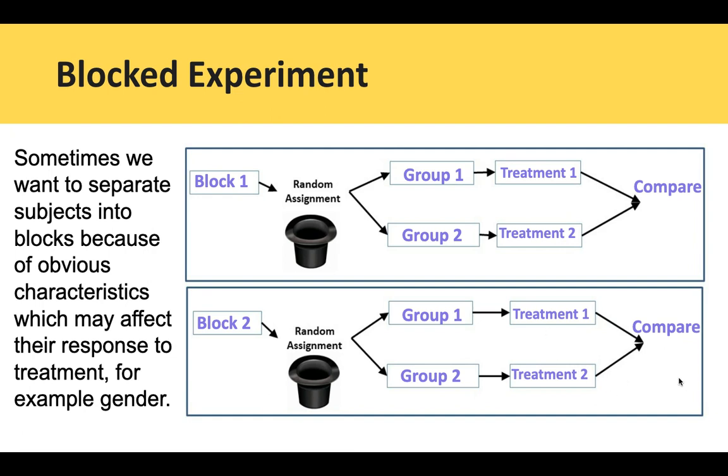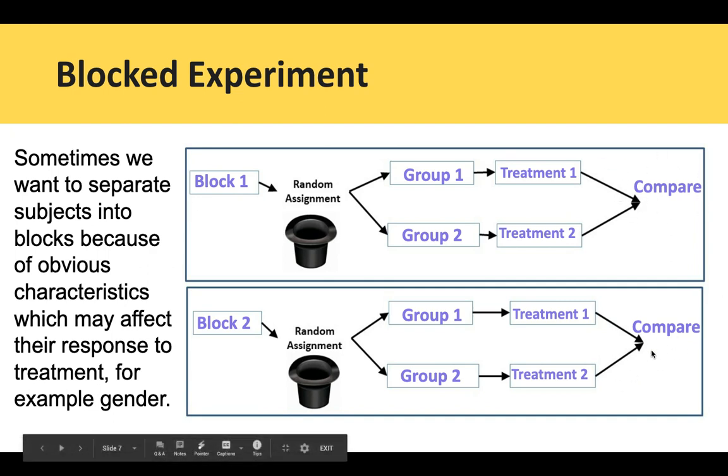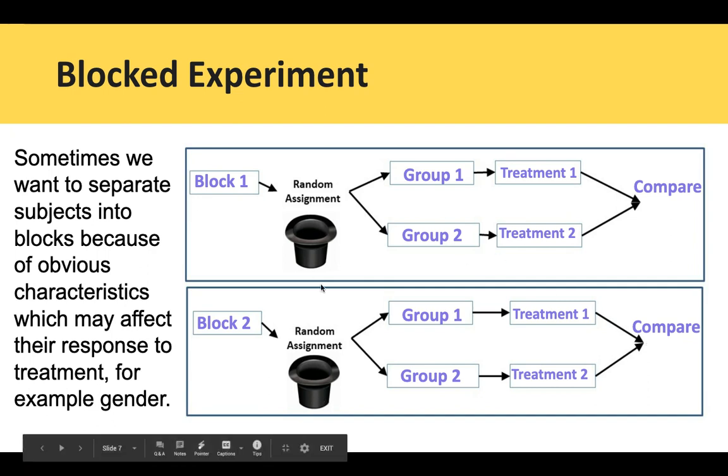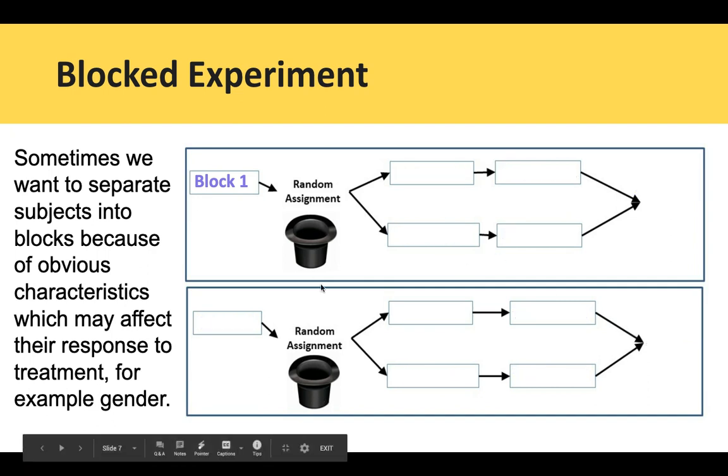I like to think of a blocked experiment as really just splitting up my group into smaller groups and then running a completely randomized experiment within each block. That will give us a better idea of how this medicine works on males compared to females. Maybe the medicine does a really good job for males, whereas for females it doesn't do as good a job. And that's good information for us to know, right? Or maybe it works the same on both, but we wouldn't have been able to tell if we had done a completely randomized experiment.